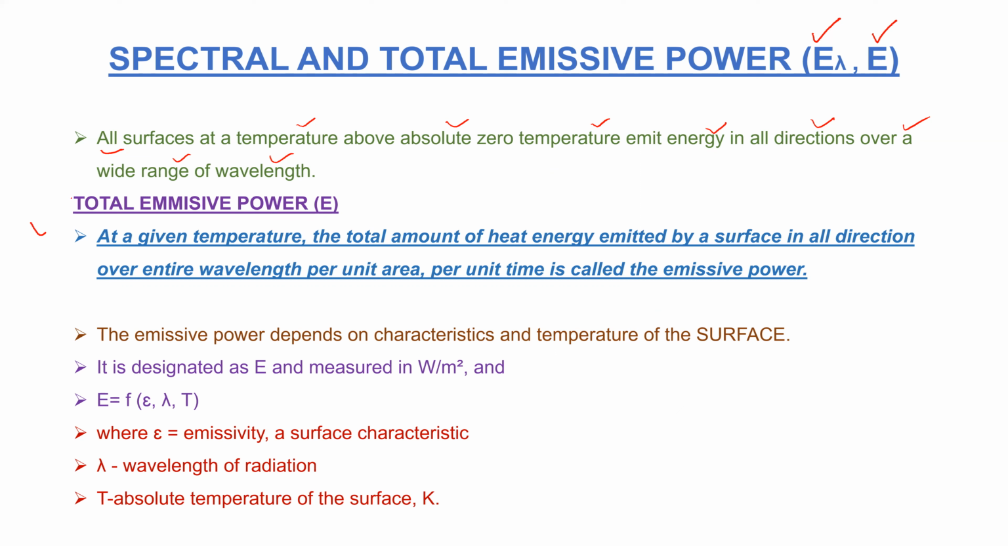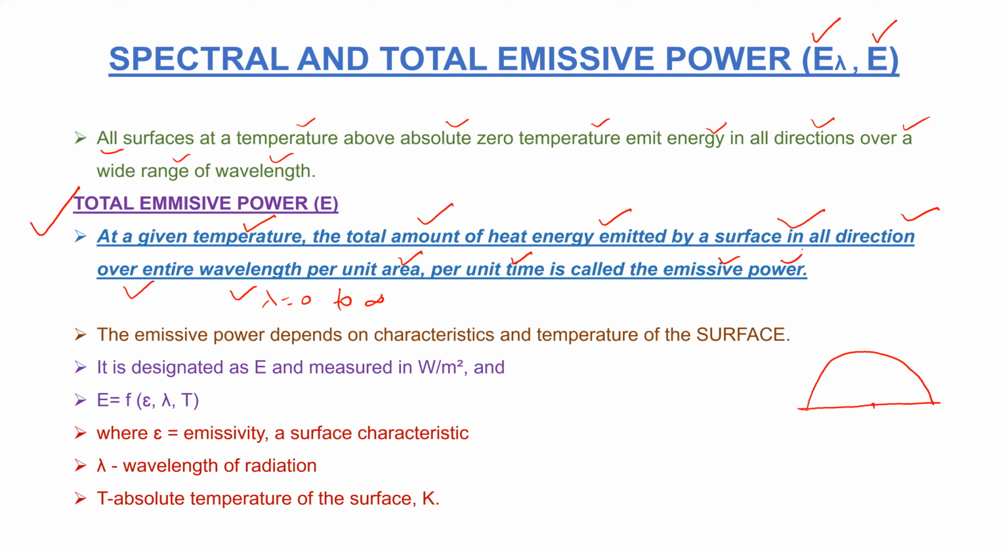Now, what is the total emissive power E? At a given temperature, it is the total amount of heat energy emitted by a surface in all directions. What does all directions mean? If we consider a hemisphere over this particular surface, then we say it is all directions. And over the entire wavelength means lambda equal to 0 to infinity, per unit area, per unit time. That is called the emissive power.